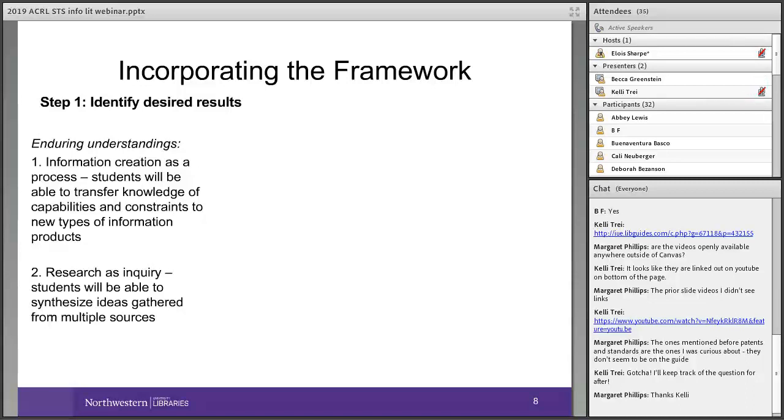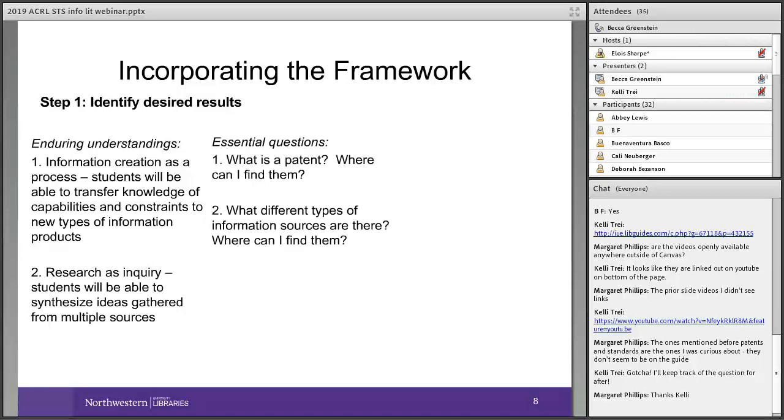And the second one was research as inquiry. And part of that frame is that students will be able to synthesize ideas gathered from multiple sources. So those were the enduring understandings, the very big picture ideas. So the next part of the ID process is to come up with essential questions. Based on those overarching frames, what questions are they going to ask? So this is sort of putting yourself in the brain of a student. So the first for ICP, I thought of what is a patent and where can I find them?